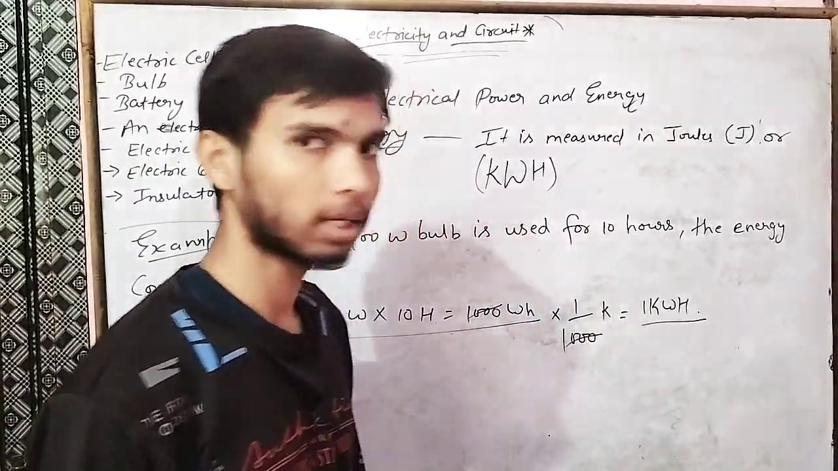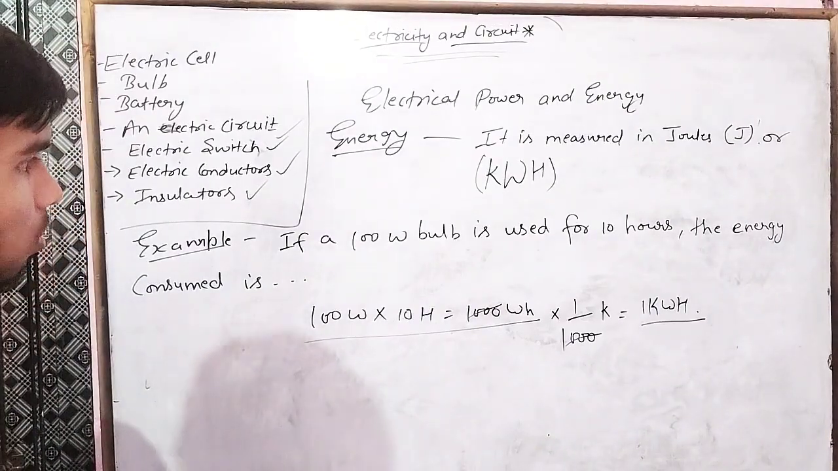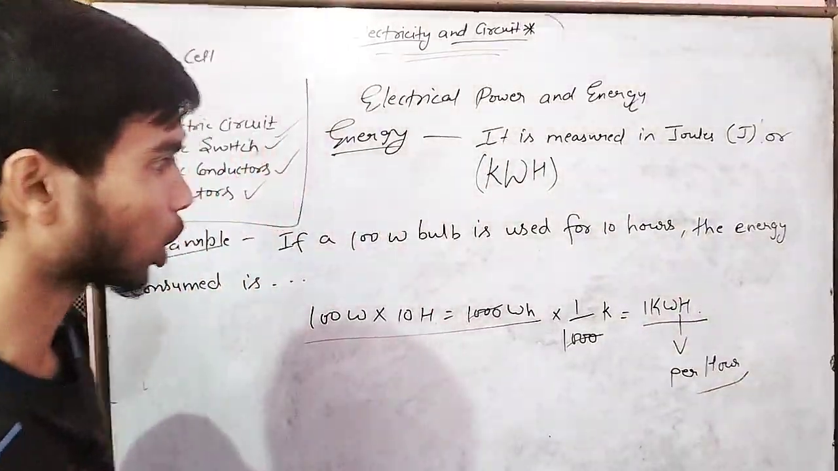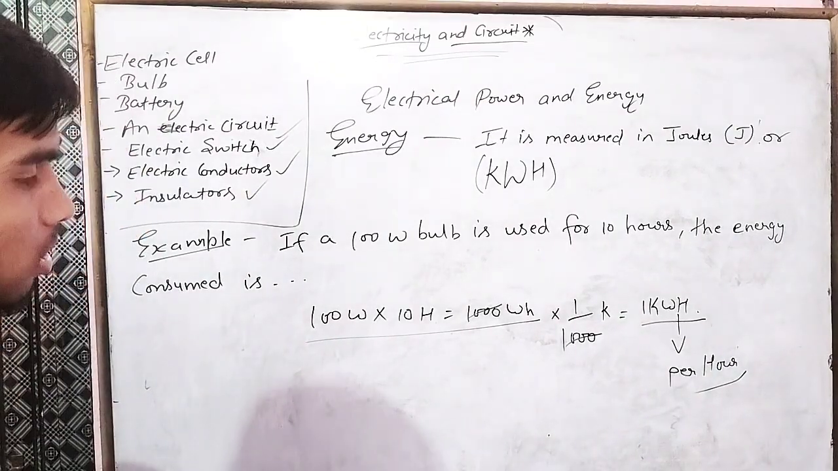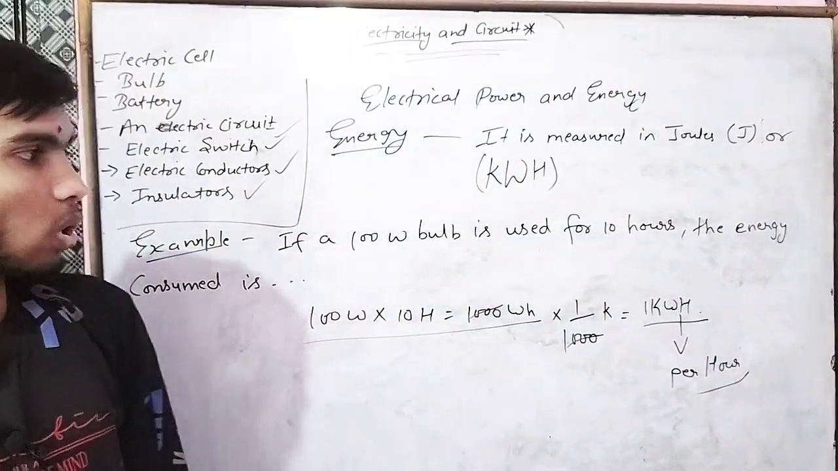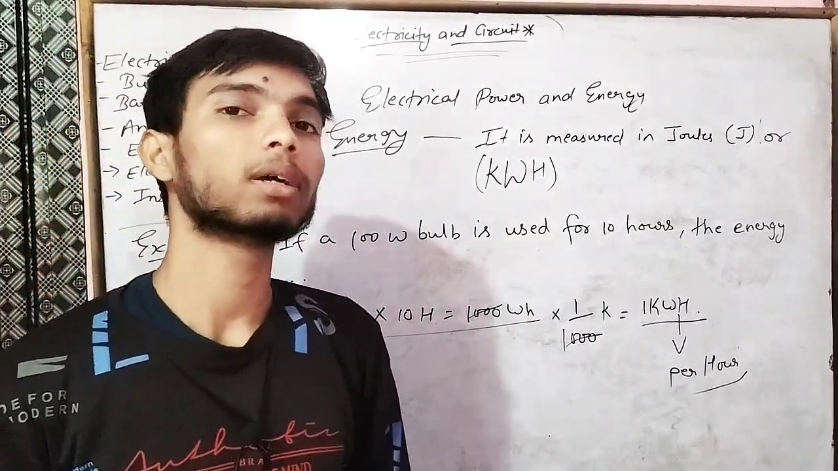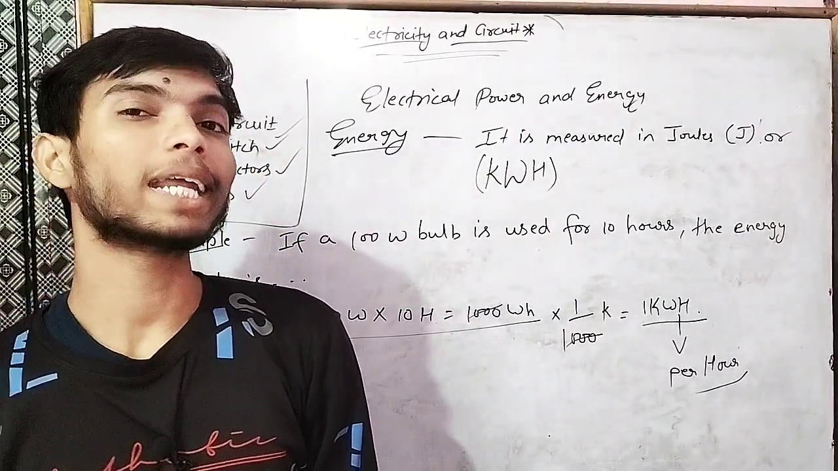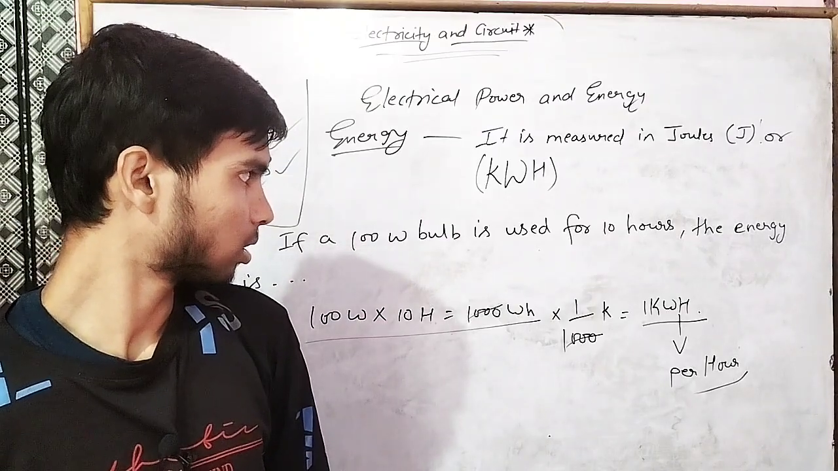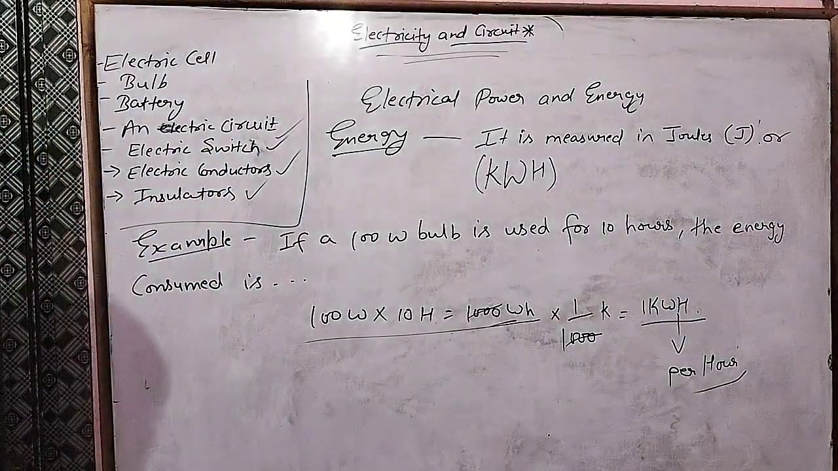So 1 kilowatt per hour is the energy being consumed, for 10 hours. Per hour it is 1 kilowatt, so 10 times. So for 10 hours, how much energy is consumed? 10 kilowatt hours. 1000 watts per hour was consumed.